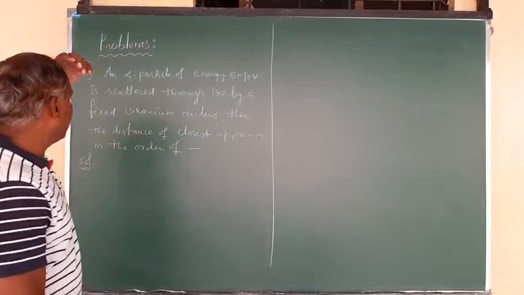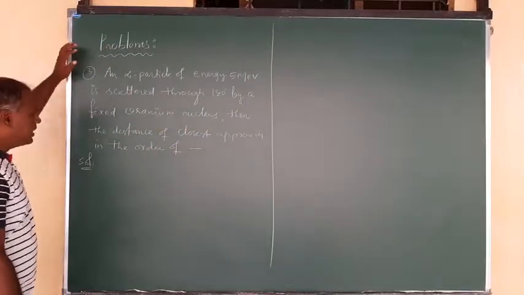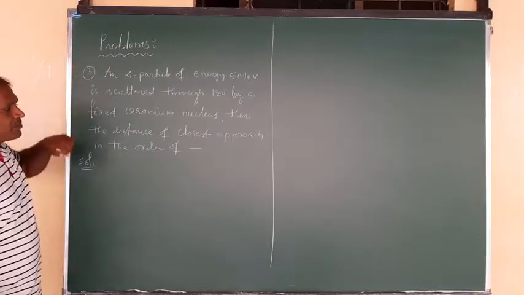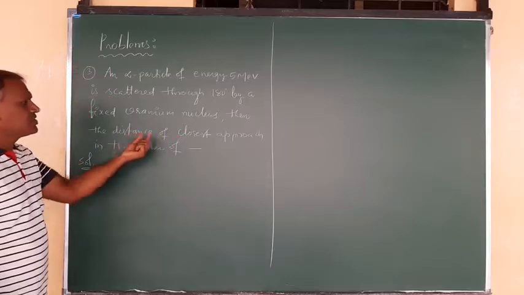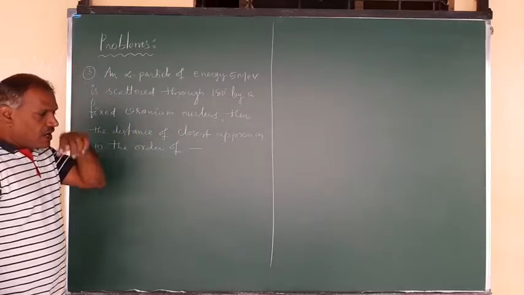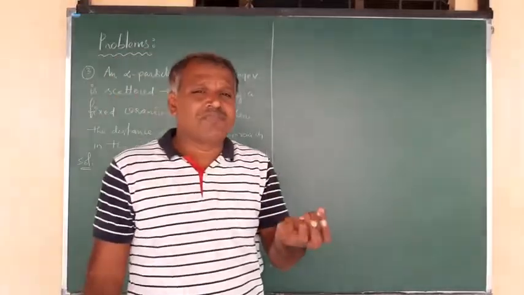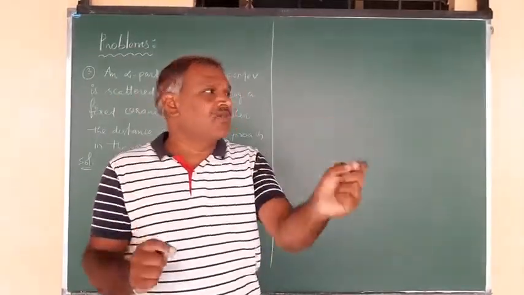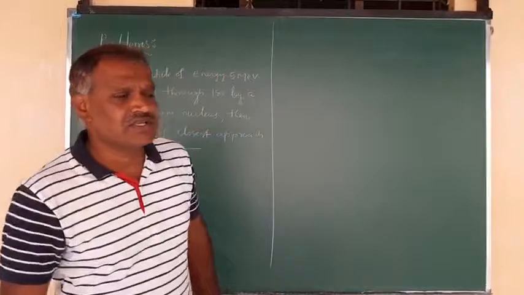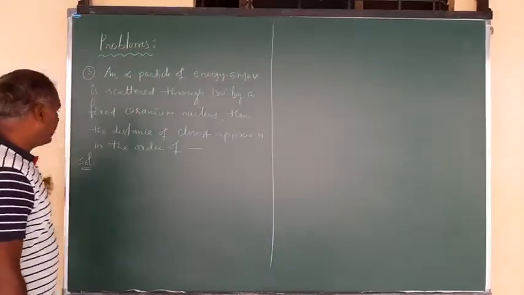Correct. So now you can observe here, at the closest distance of approach, as already said, the kinetic energy of that alpha particle is equal to the electrostatic potential energy between that alpha particle and that nucleus. Therefore you can equate them.